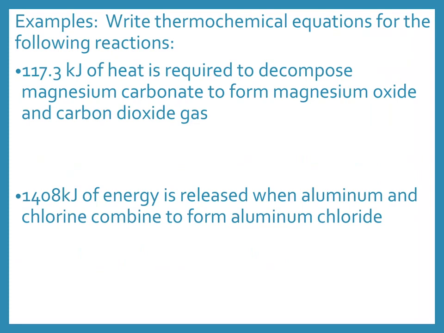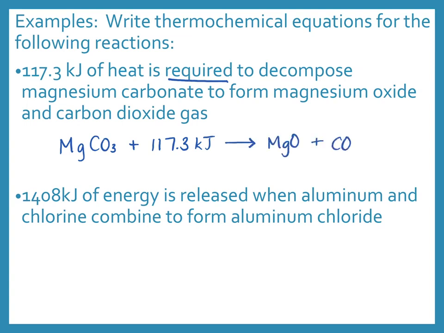117.3 kilojoules of heat is required to decompose magnesium carbonate to form magnesium oxide and carbon dioxide gas. Because it's required, that's going to be an endothermic reaction. So we're going to need heat. It's going to be one of our reactants. The other reactant we have in terms of a chemical compound is magnesium carbonate and nothing else. And then I'll put my energy value. And then that forms magnesium oxide and carbon dioxide.